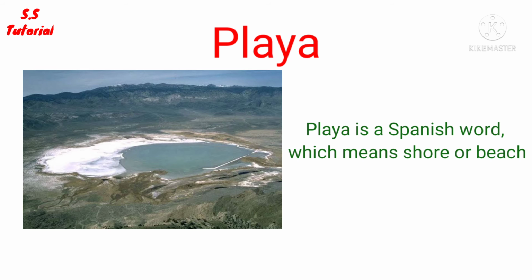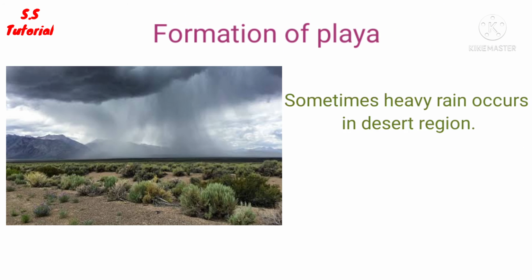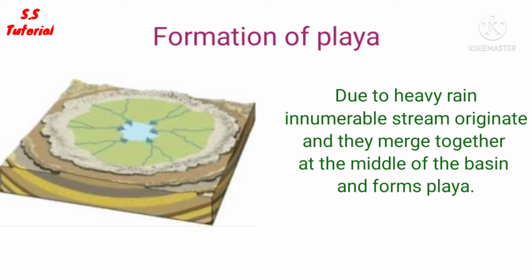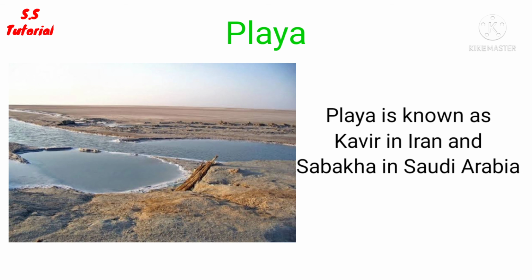Let's know about playa. Playa is a Spanish word which means shore or beach. Playa is nothing but an ephemeral lake. When sudden torrential rainfall occurs in the desert region, innumerable streams come down from the highland and merge together into the lowland in the middle of the basin, which is surrounded by mountains, and form a lake which is known as playa. They have different names in different areas. They may be termed as Pan in Australia, Kavir in Iran, Shabaka in Saudi Arabia, and so on.